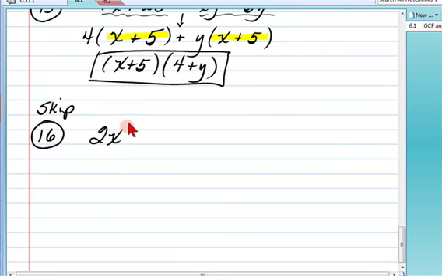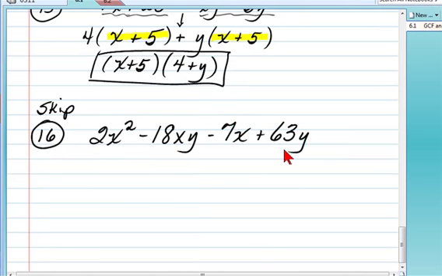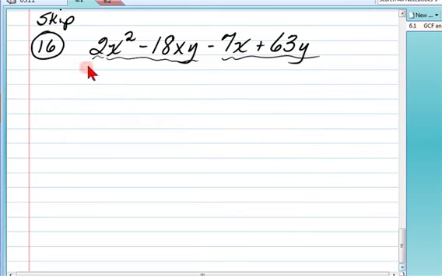And I have 2x squared minus 18xy minus 7x plus 63y. And I want to factor that. How many terms do you see? 4 altogether. So I'm going to do grouping. First group, what's in common? All right, I see a 2. What else? An x. So if it helps you, write that under there. And if you don't need it, that's fine too.